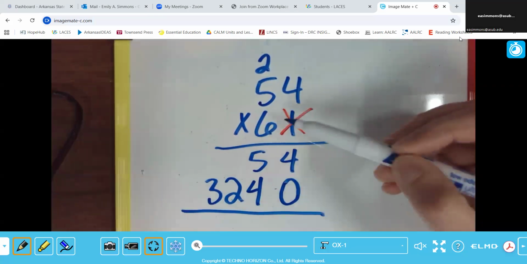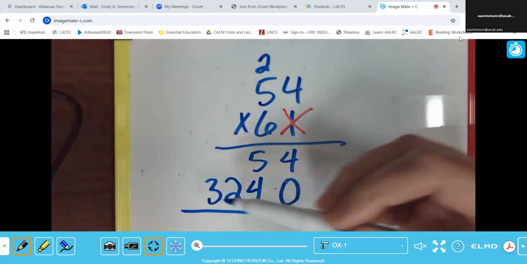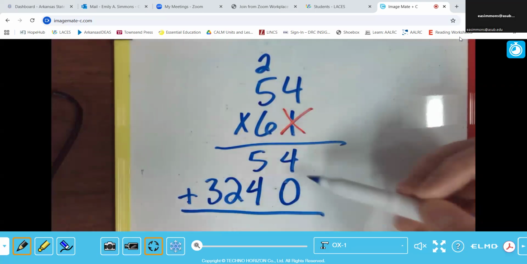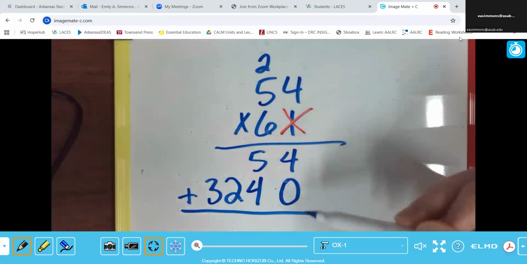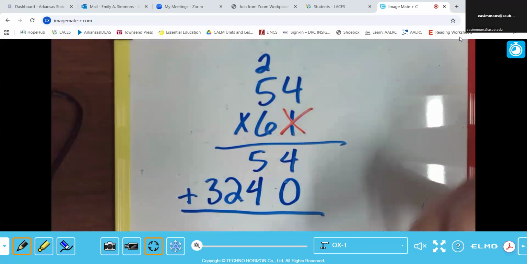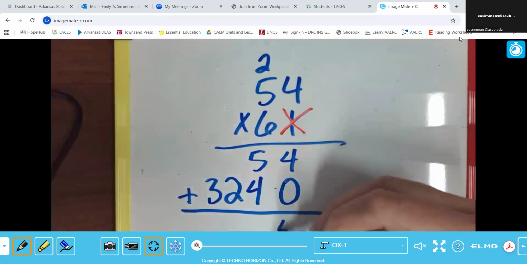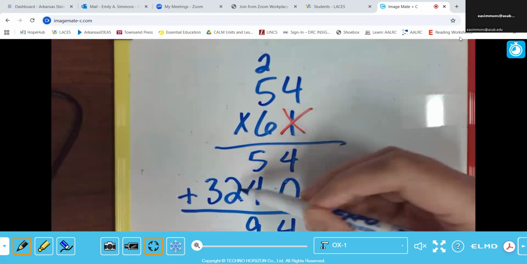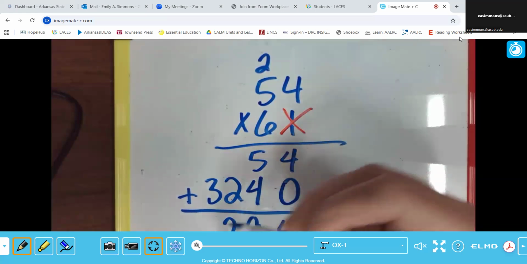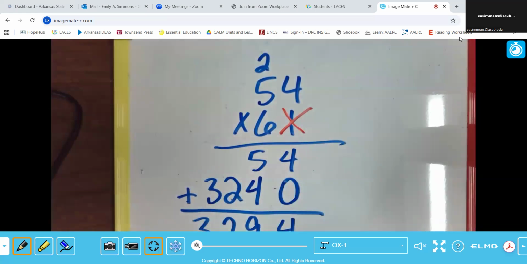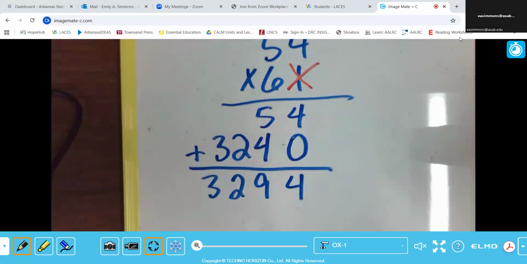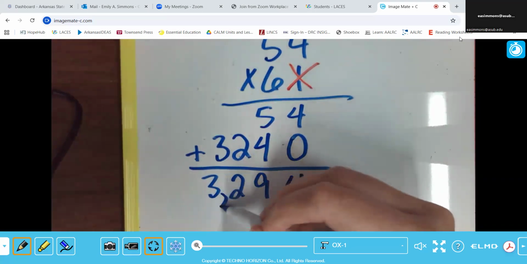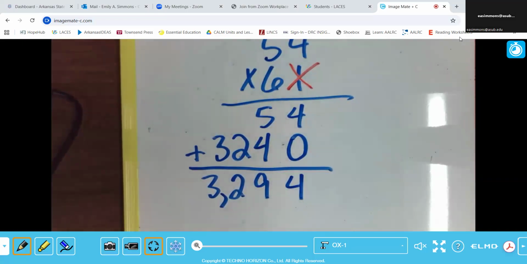When we have multi-digit numbers on the bottom, we need to make sure we add our 2 answers that we got, because you can see we have 2 answers here. So we do 4 plus 0 to get 4, 5 plus 4 to get 9, 2 comes straight down, and 3 comes straight down. So our final answer is going to be 3,294.